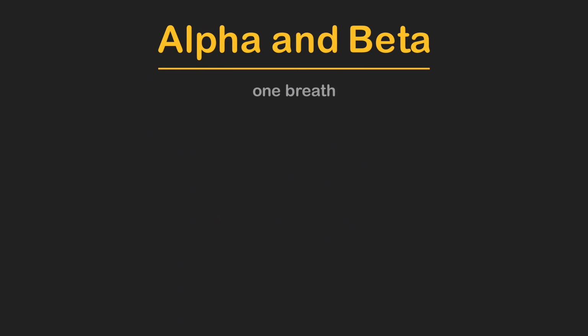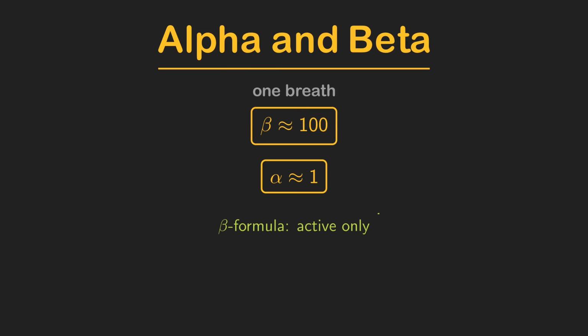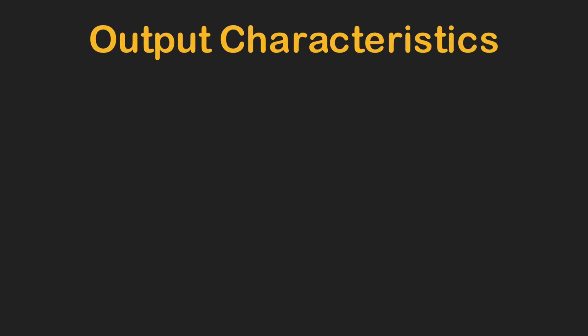So let us reinforce the whole section in one breath. Beta is big, around 100. Alpha is nearly 1. And that beta formula lives only in the active region. So before you ever write it down on an exam, your first instinct should be to confirm that the transistor is genuinely active.